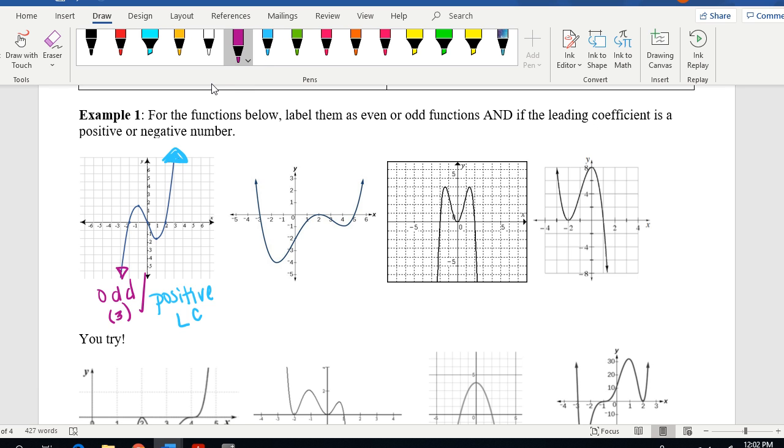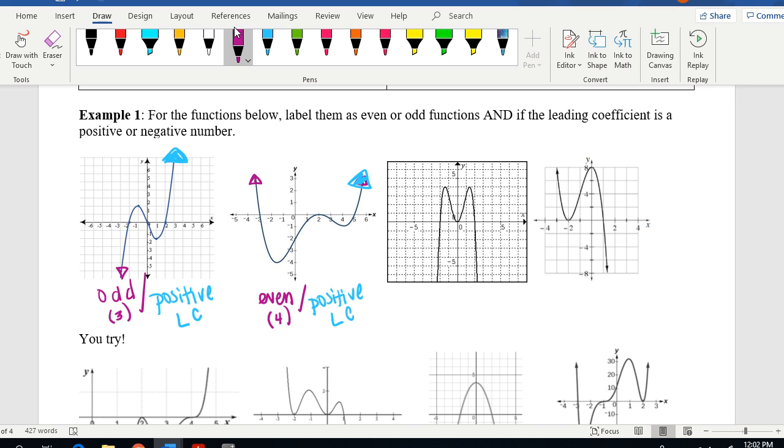Let's look at my second example. Okay, looking at my ends or my arrows, both are going in the up direction. So this is going to be an even degree function. This is also a quartic, just for added information. I'm going to look at the right side of my graph and it's going up. So that means it's going to be a positive leading coefficient.